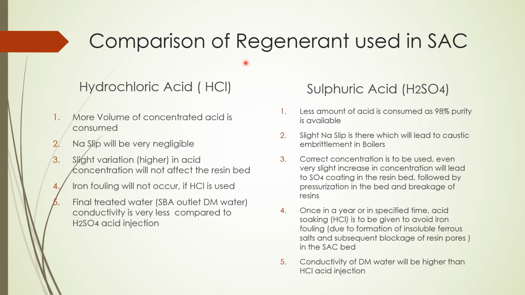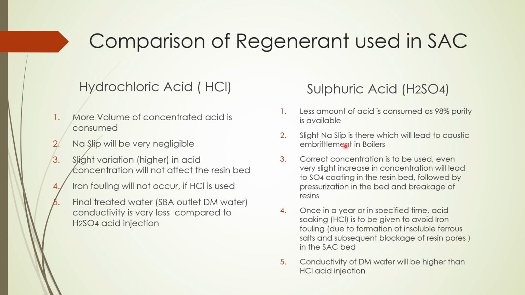Now we can see the comparison between the regenerants used in SAC, hydrochloric acid and sulfuric acid. If hydrochloric acid is used, then we have to use more volume because the concentration of acid is only 33%. If sulfuric acid is used, the amount taken for regeneration is less as the acid concentration is 98%. So when you dilute it, the total volume used for regeneration is less compared to hydrochloric acid. But sodium slip will be very negligible, almost nil, if hydrochloric acid is used for the SAC regeneration.